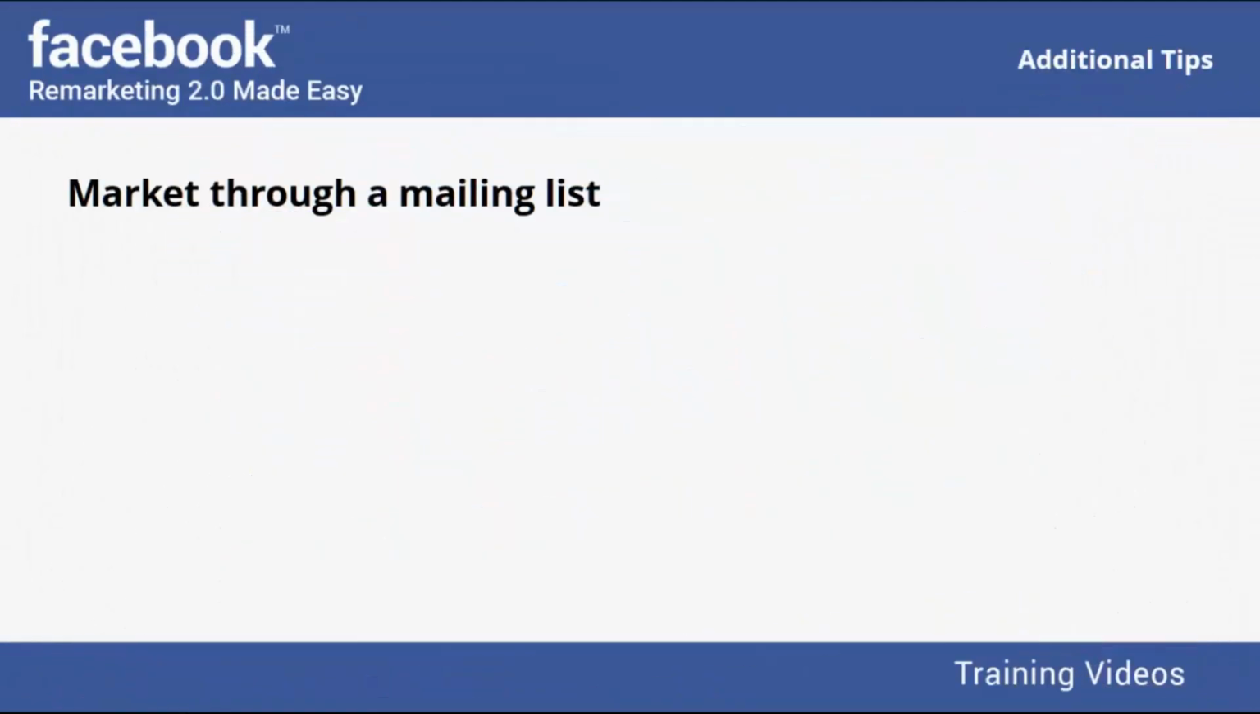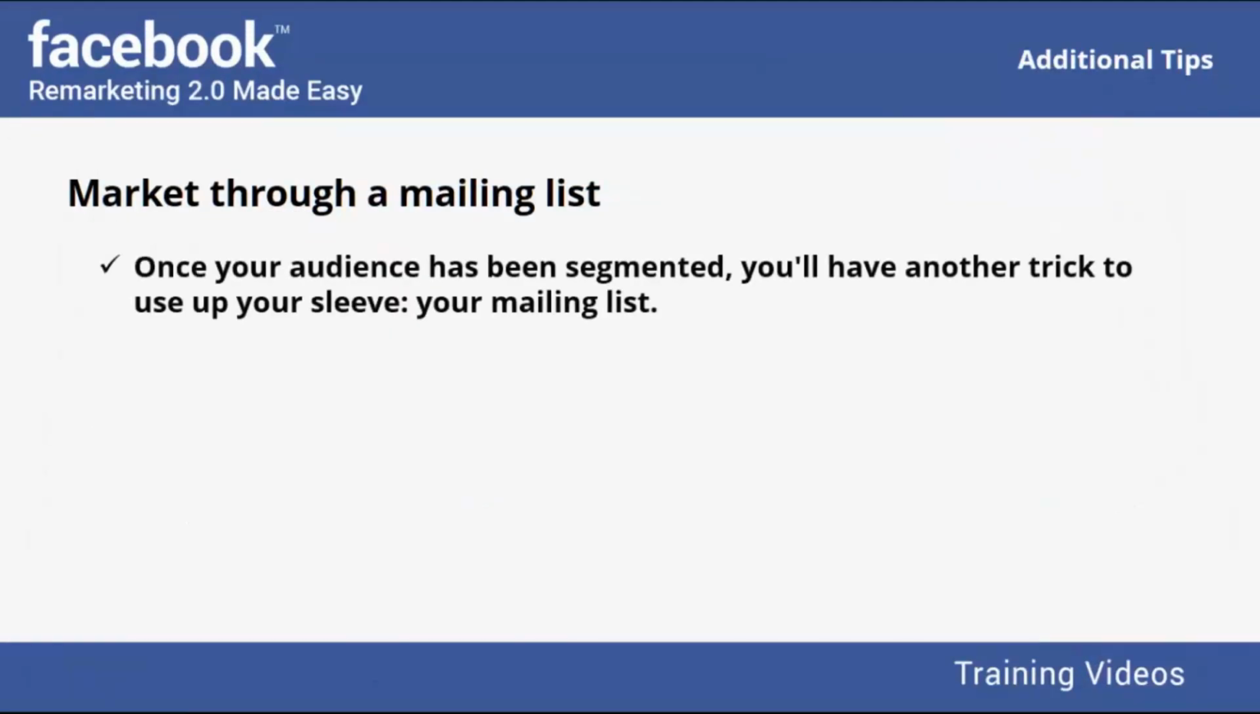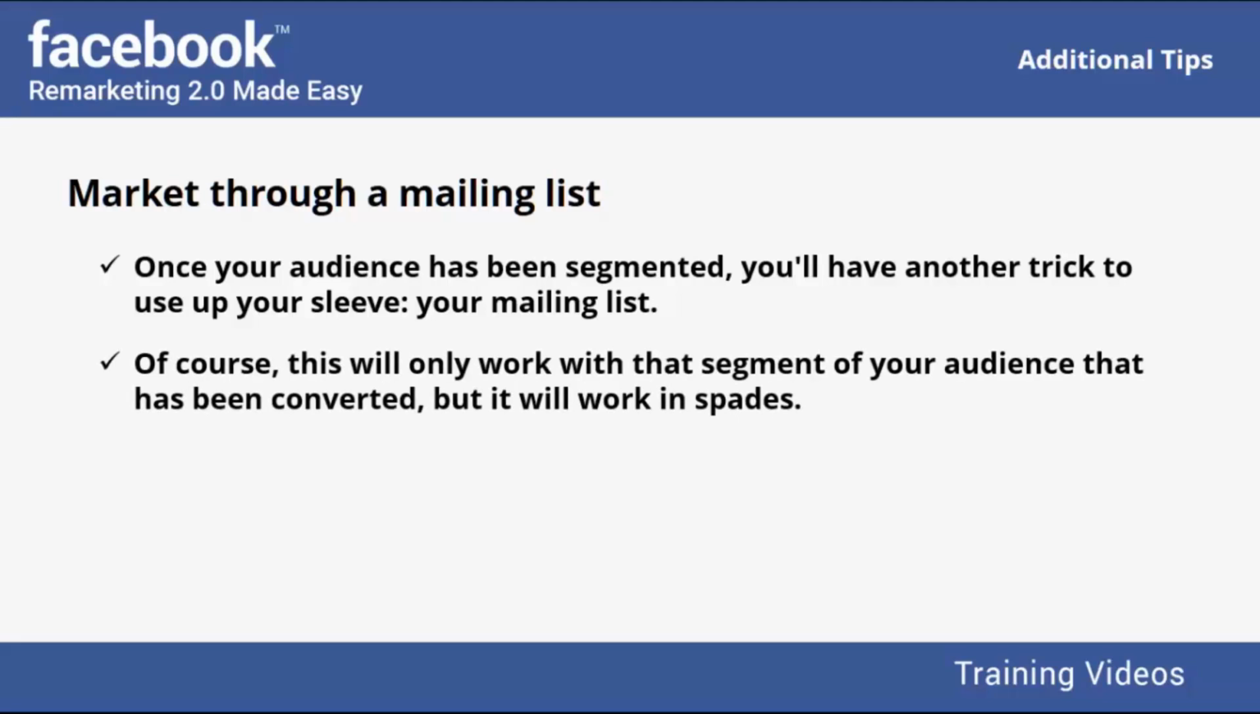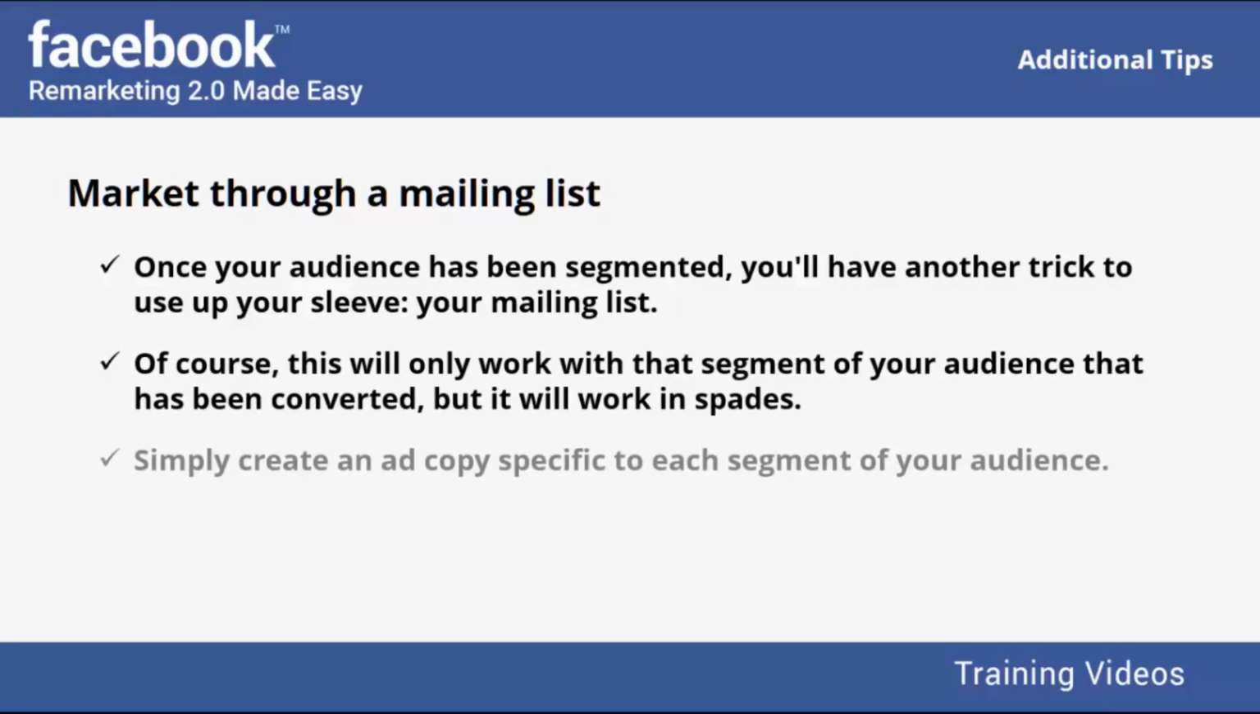Market through a mailing list. Once your audience has been segmented, you'll have another trick to use up your sleeve: your mailing list. Of course, this will only work with that segment of your audience that has been converted, but it will work in spades. Simply create an ad copy specific to each segment of your audience and use Facebook to remarket directly to their email invoices so they don't miss anything.